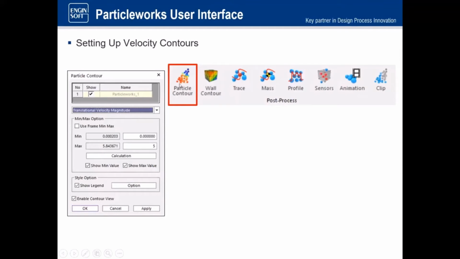You just select the particle contour icon, and then in this pull-down menu I'm pointing to right now, you set what attribute of the particle you want to display. In this case, we're going to look at the translational velocity and look at its magnitude, but there are many options you can pick there. And then it will colorize the particles based upon whether they're at the min or max of the range of velocities in this case.